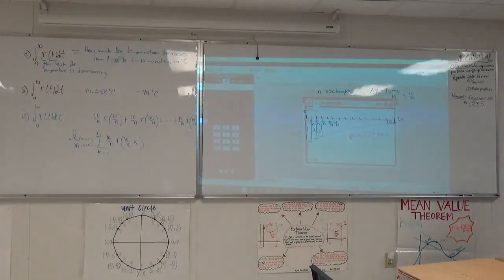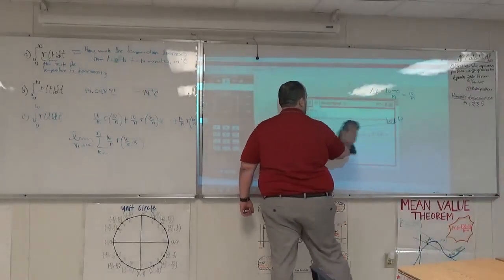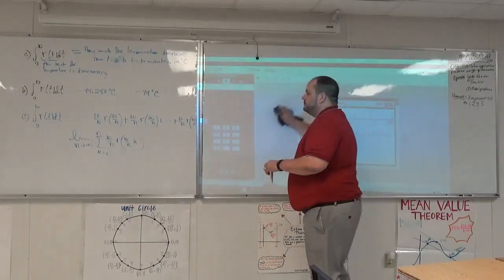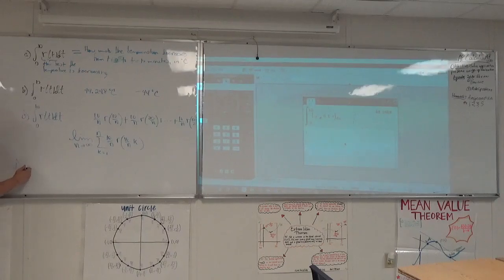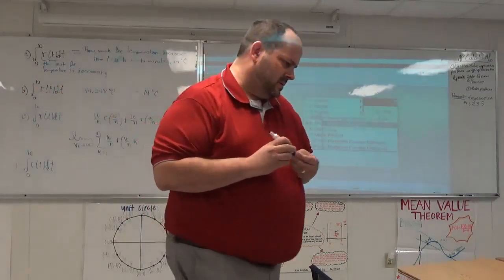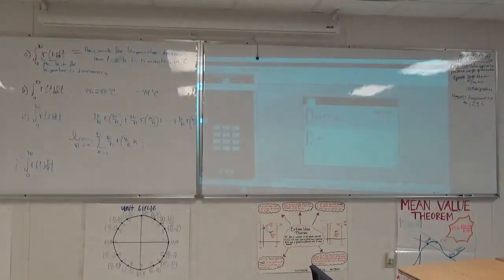All right, Palomino, can you start working on the calculator there to show us your area? The integral from 0 to 10 of r of t dt. We're doing trapezoids this time? Okay, if I'm going from 0 to 10 with 4 trapezoids of equal width, how wide is each trapezoid going to be? It's going to be 2.5.